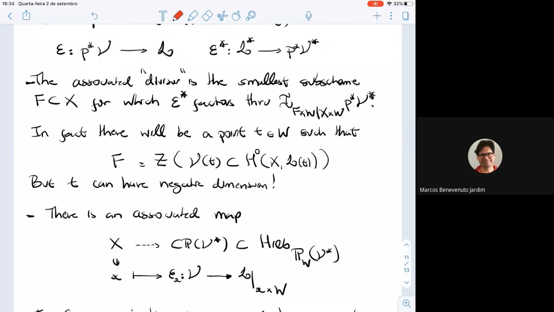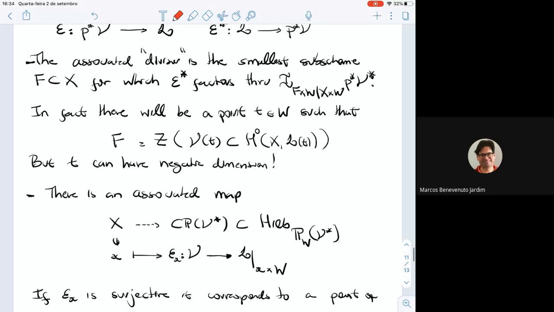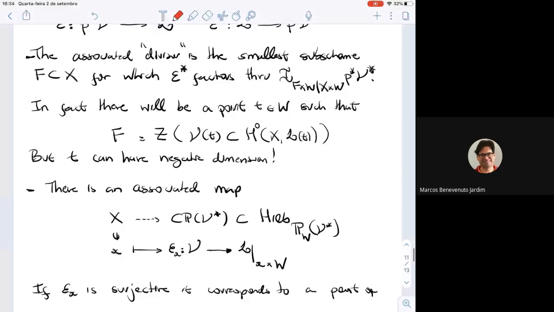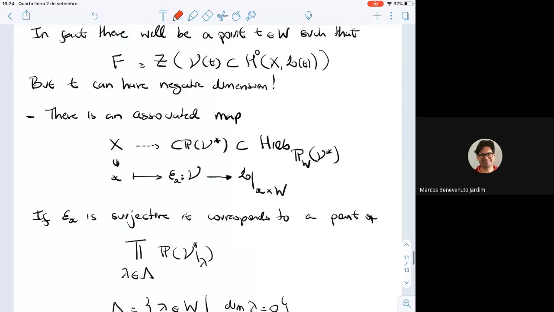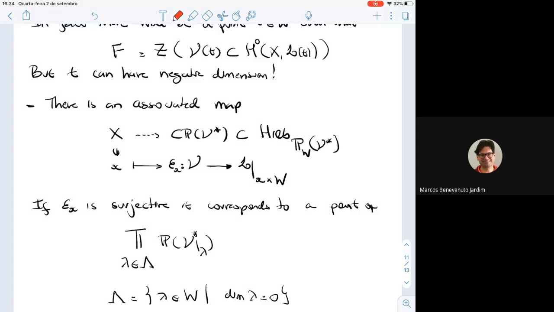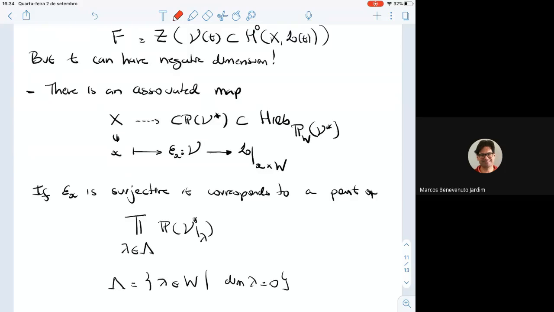I'm just denoting it by CP of nu star, and I'm not going to explain what it is. I just point out that in the case where this E of X is surjective, it actually corresponds to a point of a product of projective spaces. I can pick all the points of dimension 0 of W. I'm looking at this E of X, which is a continuous thing, but I'm looking just at what happens in dimension 0, because for the other points you're going to have a degeneration of that. So this E of X corresponds to a point on this product satisfying certain conditions. What the conditions are, I'm not going to explain. I'm sorry, I'm a bit over an hour, but that's it. Thank you for your attention.